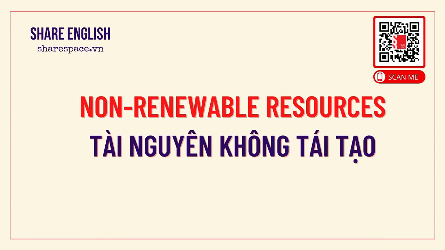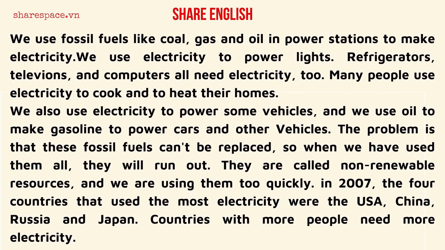Non-renewable resources. We use fossil fuels like coal, gas, and oil in power stations to make electricity. We use electricity to power lights. Refrigerators, televisions, and computers all need electricity too. Many people use electricity to cook and to heat their homes.